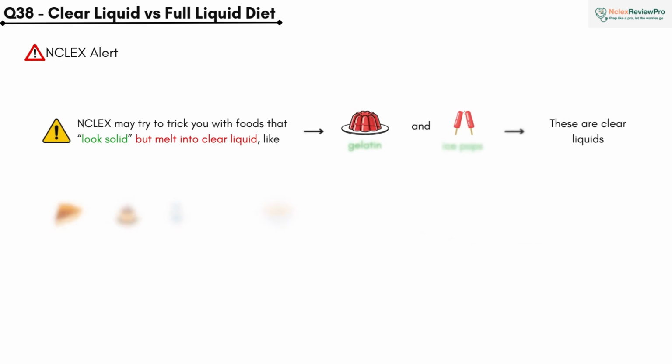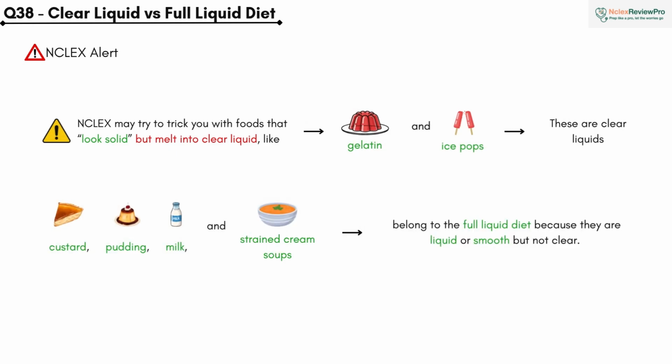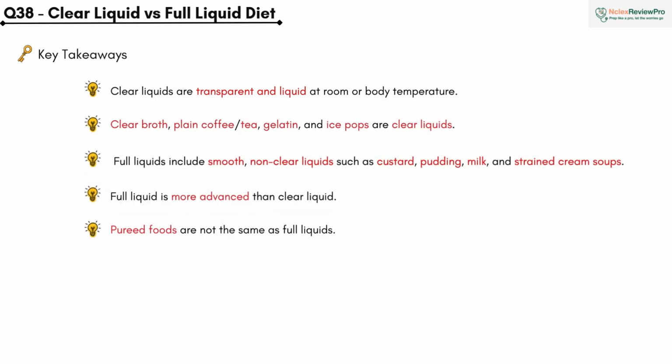NCLEX may try to trick you with foods that look solid but melt into clear liquid, such as gelatin and ice pops. These count as clear liquids. Foods like custard, pudding, milk, and strained cream soups belong to the full liquid diet because they are smooth or liquid, but not clear. The key takeaway is this: clear liquids are transparent and liquid at room or body temperature. Clear broth, plain coffee or tea, gelatin, and ice pops are clear liquids. Full liquids include smooth, non-clear liquids such as custard, pudding, milk, and strained cream soups.